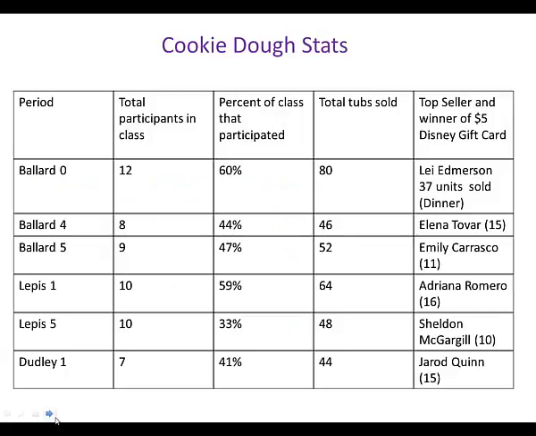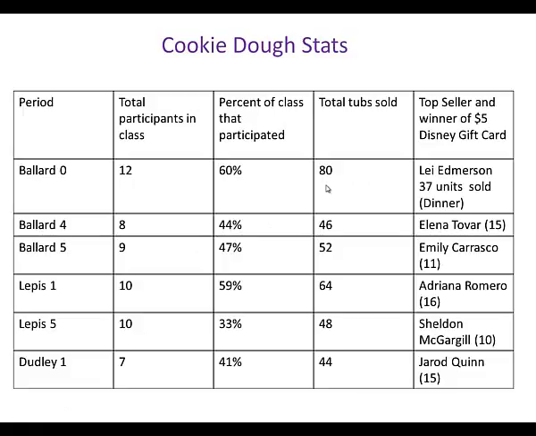Okay? Your class won the donuts, so tomorrow morning you'll have donuts for your test. Another incentive to get here early, right? Because you'll get the donut that you want. All right? Lee has won dinner because she sold 37. So 37 out of the 80 was Lee. Okay? She did an excellent job.